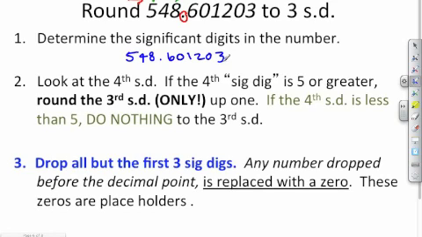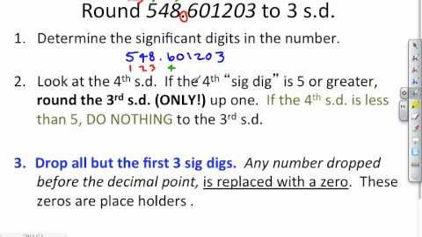Next, since I'm asked to round to 3 significant digits, I want to figure out what are the first 3 significant digits in this number. Well, reading this number like a book, the first 3 significant digits are the 5, the 4, and the 8. Now when I'm rounding, I always want to look at one digit beyond what I'm trying to round to. In this case, it would be the 4th significant digit.